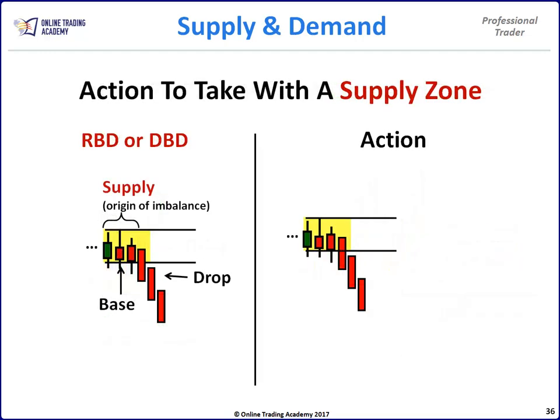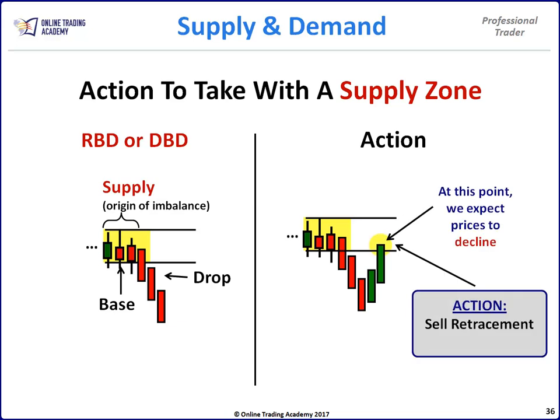Now, when we find a rally-base-drop or drop-base-drop on the chart, we know now that this pattern is representative of supply. And so our action to take when we identify a supply zone is to sell short when price retraces back into that supply zone. As price returns to the zone, we're going to place our sell short order in that supply zone with the expectation that prices are going to decline so that we can sell high at this supply zone and buy it back later at a lower price for a nice profit.